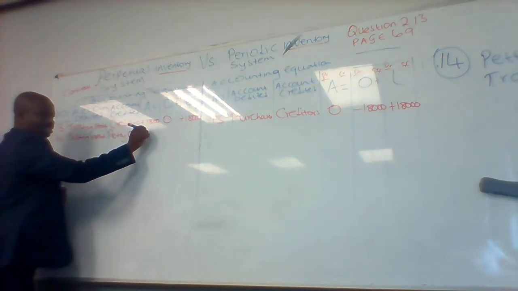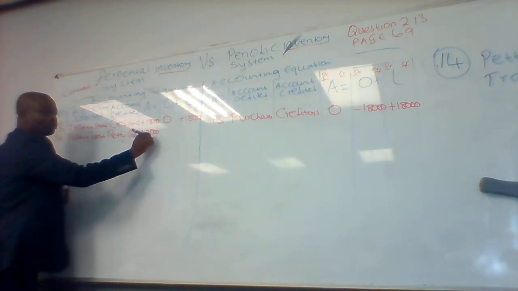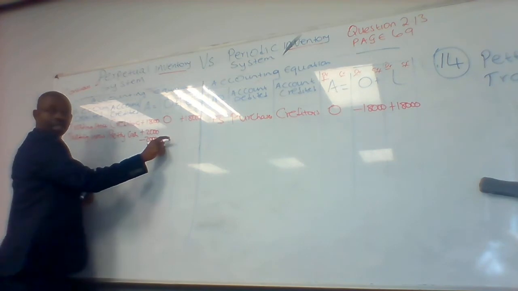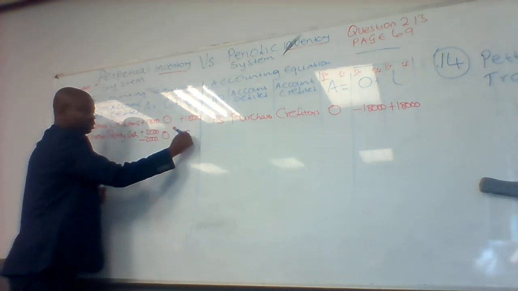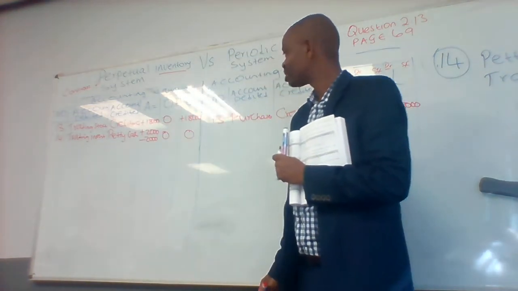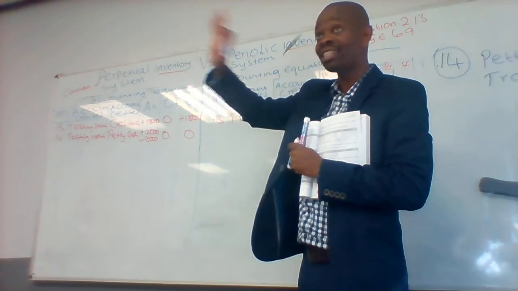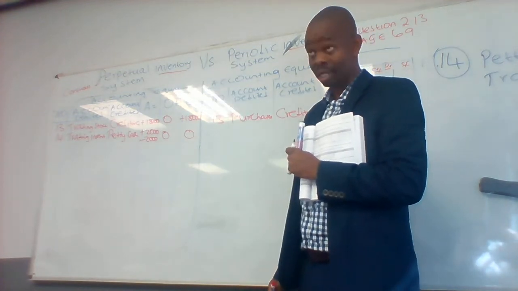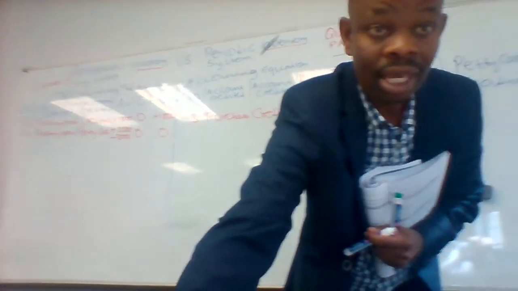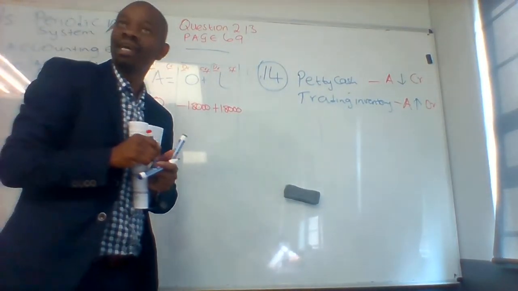Plus 2000, like this. Same column, because they are both here, just like that. So I said when you see A, just go to the assets and put plus. Any questions, guys? Can we analyze the periodic system?